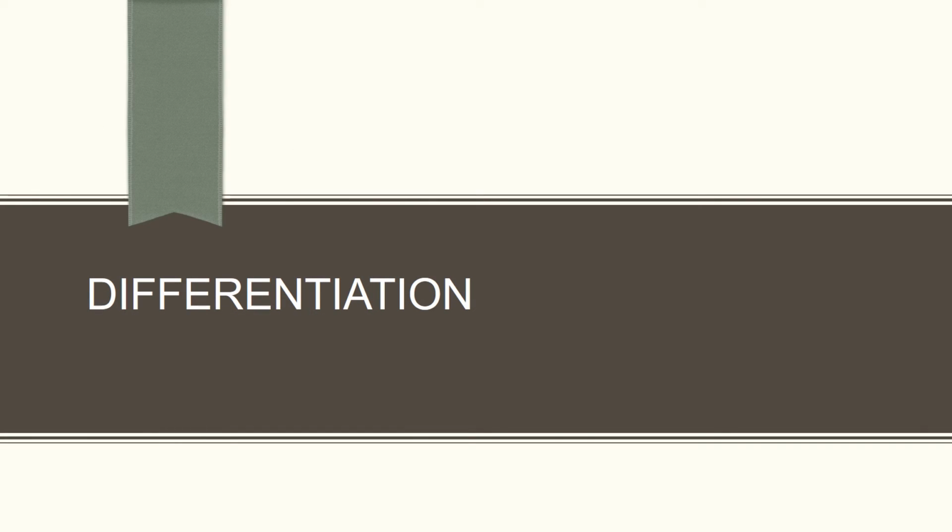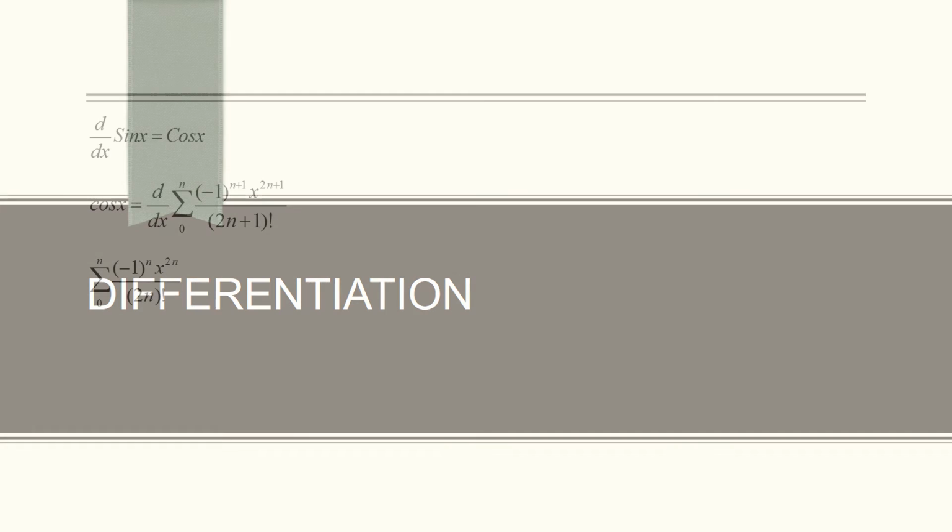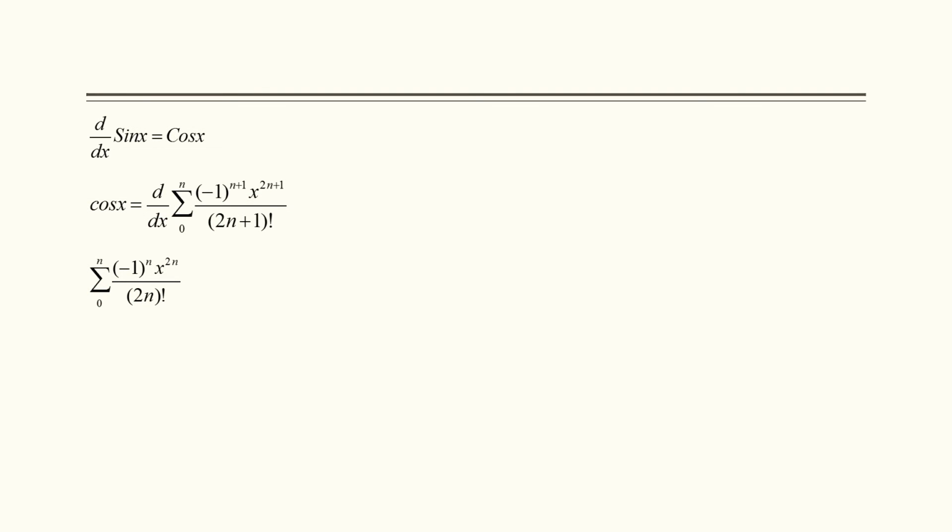Next, we're going to talk about differentiation of power series. From decomposition of power series for cosine of x and sine of x, we already have cosine of x equal to sigma from 0 to infinity, negative 1 to the n, x to the 2n over 2n factorial, and sine of x equal to sigma negative 1 to the n, x to the n plus 1 over n plus 1 factorial.